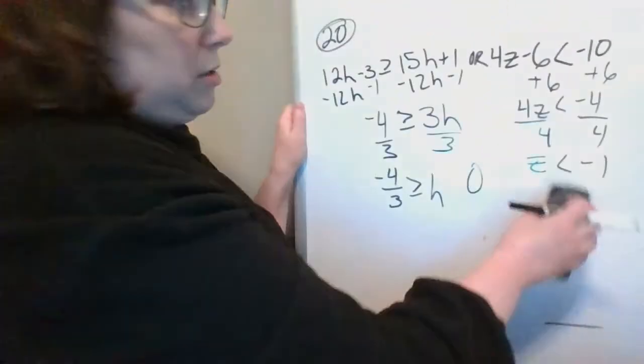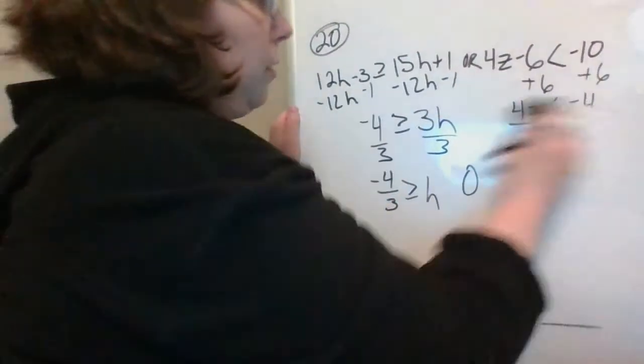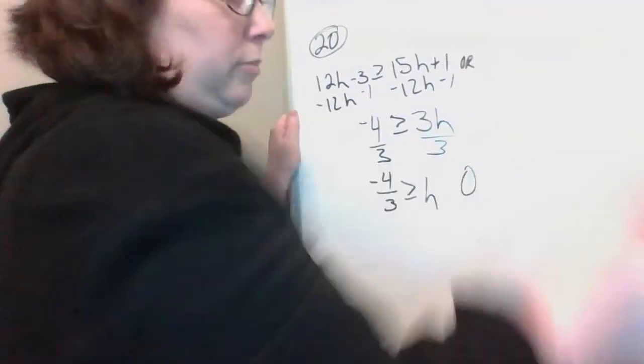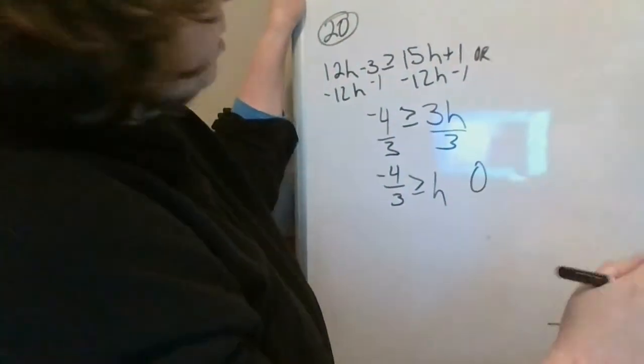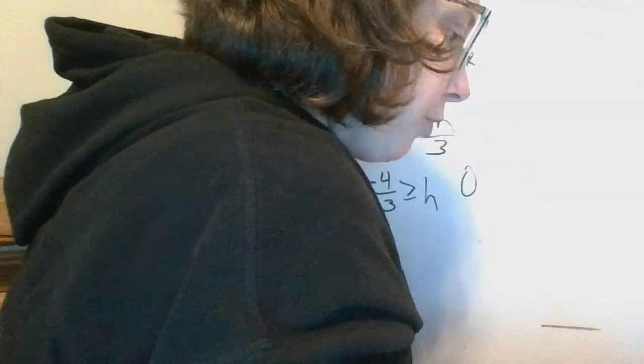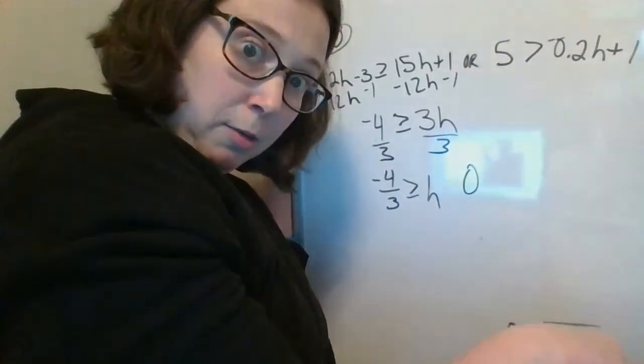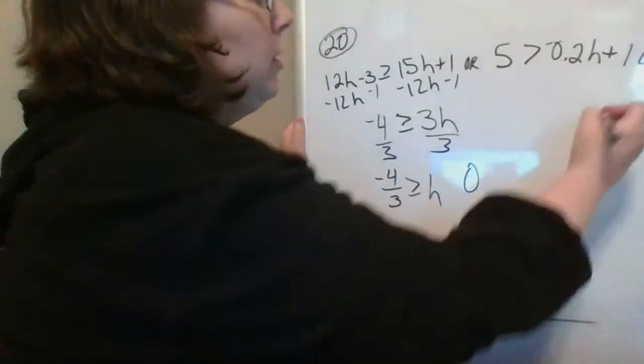So I just realized because of the z that I copied the wrong second inequality. Sorry about that. Make sure I got the first one okay. Yeah. And then our second one was actually 5 is greater than -2/10 h plus 10. Yeah, I miss you guys being able to say, hey, Mrs. Kunick, you copied that wrong.